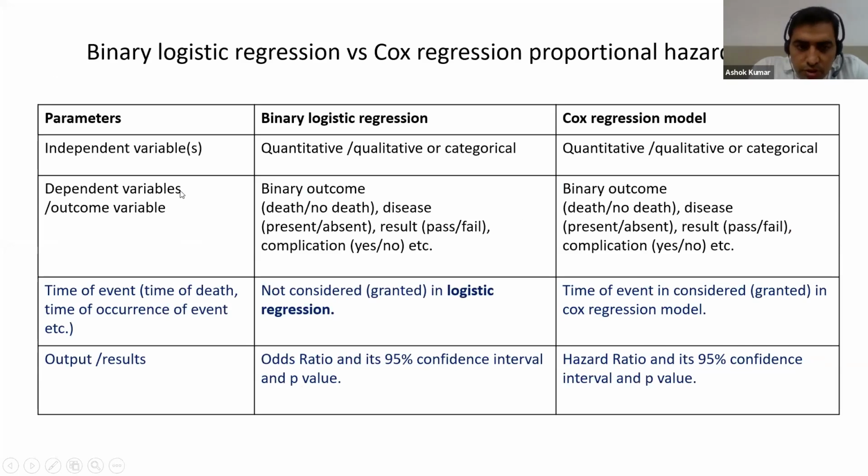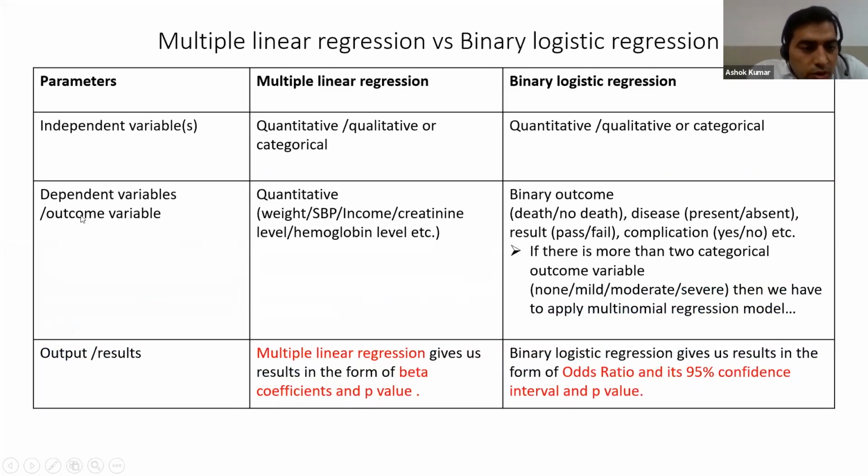But what about the dependent variable or outcome variable? Here it is quantitative: weight, systolic BP, income, creatinine level, hemoglobin level, WHO quality of life at 3 months, WHO quality of life at 6 months. These are quantitative outcome, dependent variables.